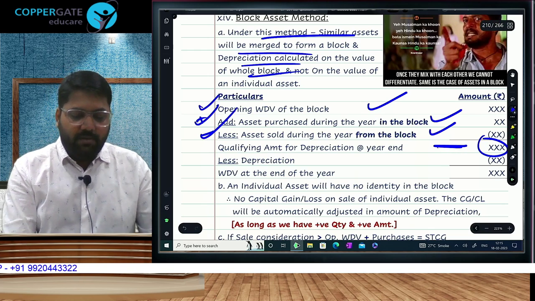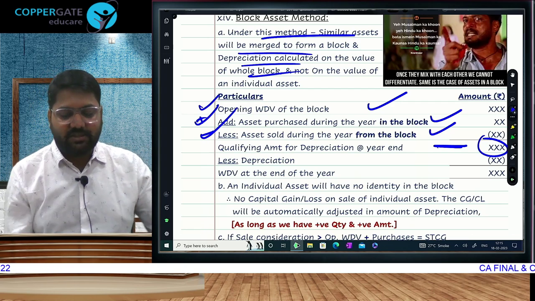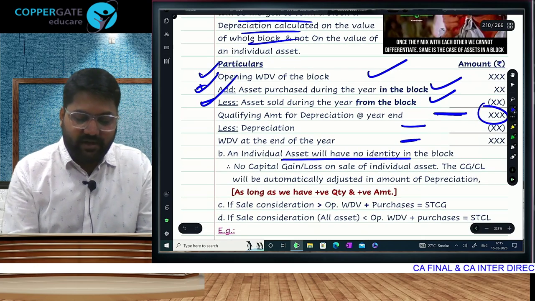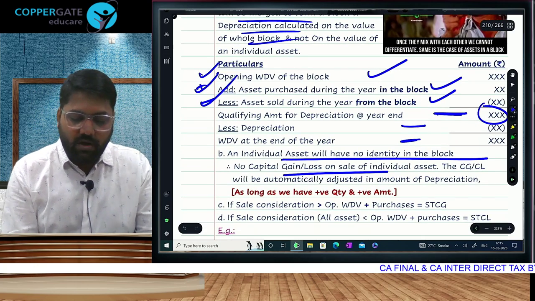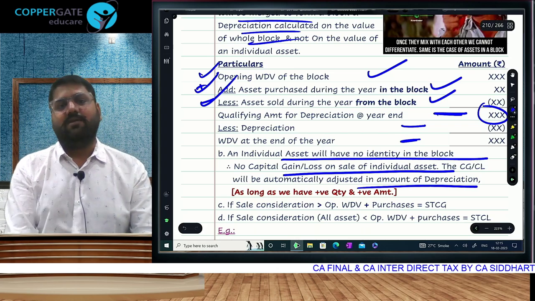And iske upar, based on the rates, the blocks are already given in income tax rules. On those rates, you will have to charge depreciation and find out the WDV at the end of the year. Individual asset will have no identity in the block. So, individual asset ke upar, there will never be any capital gain or loss. It will be adjusted in the amount of depreciation.